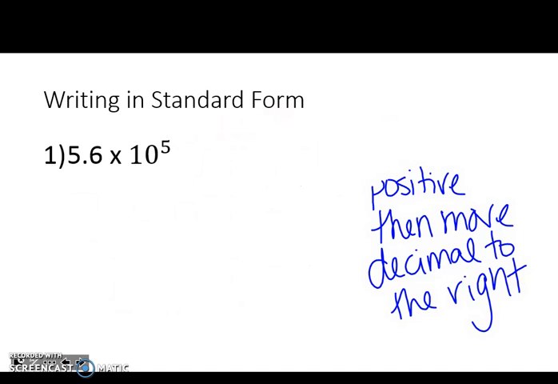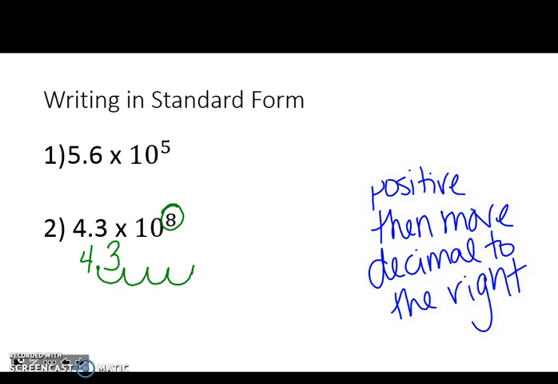Okay, so let's look at another one. Again, if it's a positive exponent, we move the decimal to the right. So I always start off with rewriting that leading coefficient of 4.3. And then that exponent tells me how many loop-de-loops I need to move. So I'm going to move 1, 2, 3, 4, 5, 6, 7, 8. So my decimal's back here at the end of my number now. I'm going to fill it in with zeros.